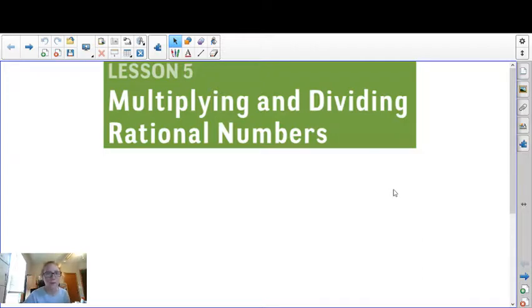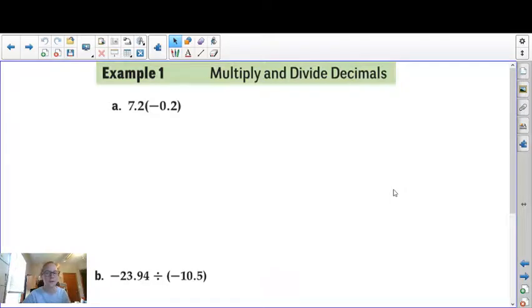All right, guys, lesson number 5. Woohoo! Getting there. Multiplying and dividing rational numbers, so it should be a pretty nice lesson. Step number 1, multiplying and dividing decimals.